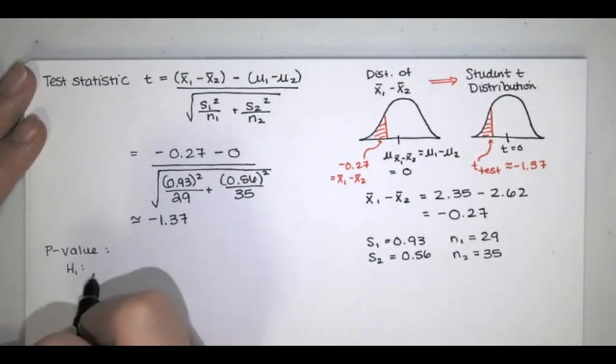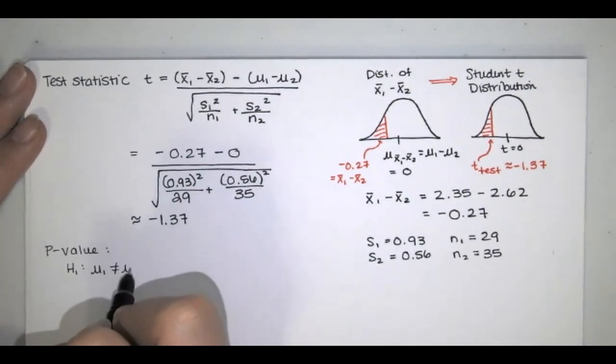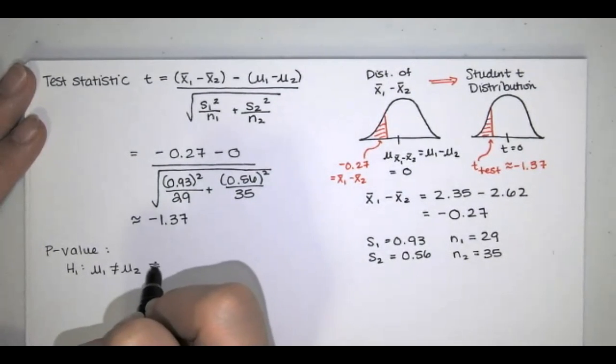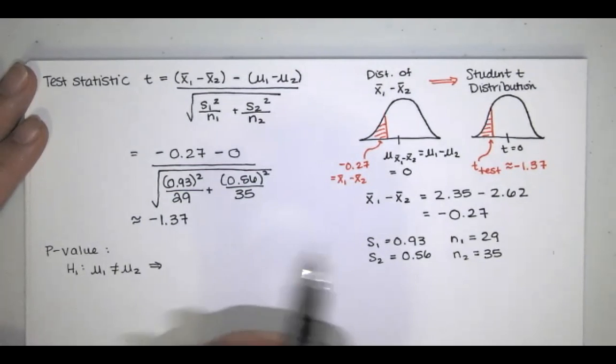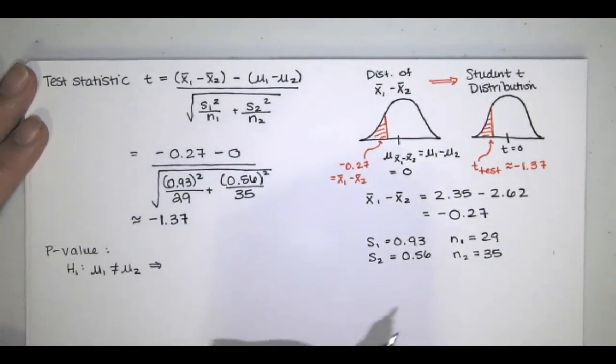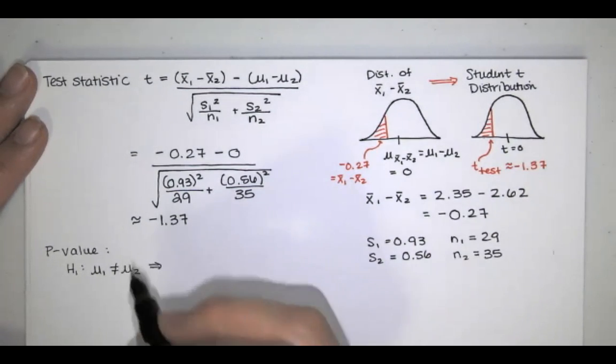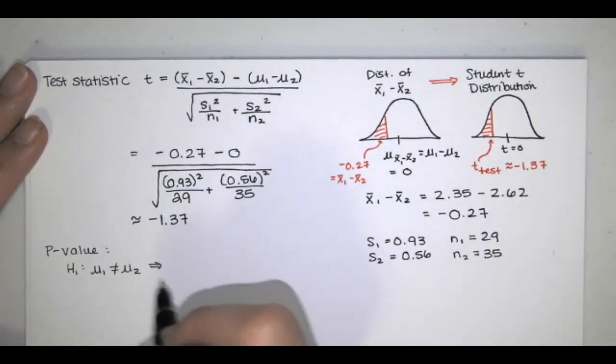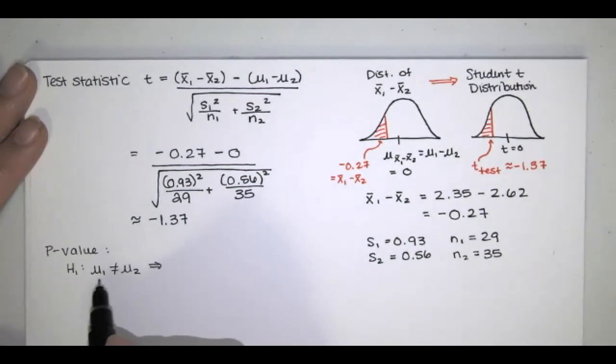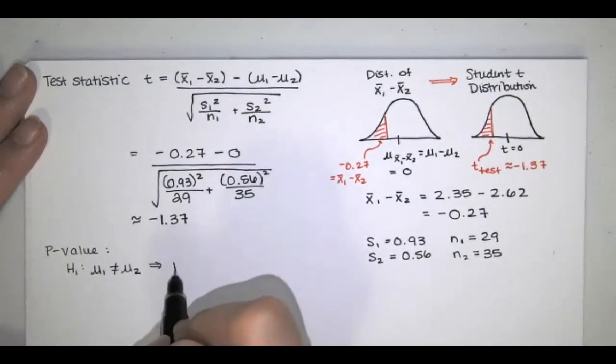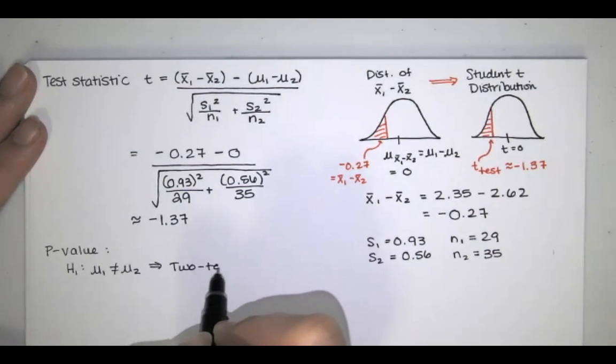So we've got our alternative hypothesis in this case, which is mu sub 1 is not equal to mu sub 2. Since that's a not equal to sign, it doesn't matter if we're too high or too low. We're going to consider too high or too low significantly different from 0 here, and that's going to cause us to reject the null hypothesis. So if we've got a not equal to sign, that means we've got a two-tailed test.